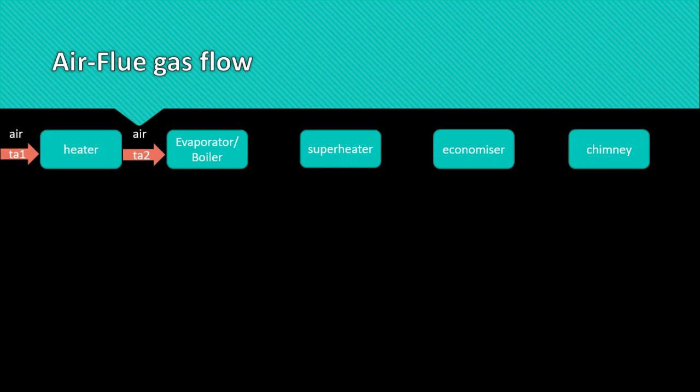Inside the boiler, combustion takes place, and as a result, the air-fuel mixture will give us the flue gases, okay? So at the evaporator or the boiler exit, we have the flue gases at temperature TF1. And then after the superheater, we still have flue gases at temperature TF2, which is less than TF1, okay? And then at the economizer exit, we still have the flue gases at TC and PC. TC is the temperature at the chimney base, and PC is the pressure at the chimney base. At the chimney exit, we have flue gases at TA and PA. TA is the atmospheric temperature or the boiler room temperature, and PA is the atmospheric pressure.